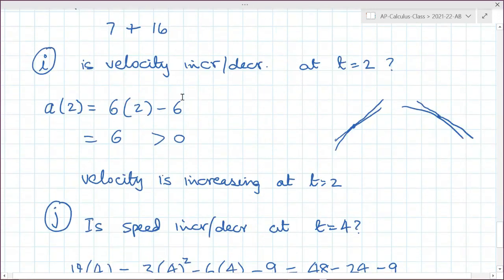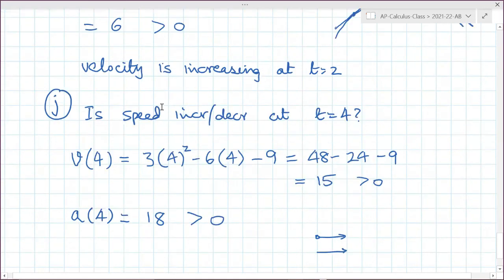Is velocity increasing or decreasing? Then you just have to see the acceleration. If acceleration is positive, velocity is increasing. If acceleration is negative, velocity is decreasing. Is speed increasing or decreasing? We have to look at the signs of the velocity and acceleration. If they have the same sign, then they are speeding up. If they have opposite signs, they are slowing down.